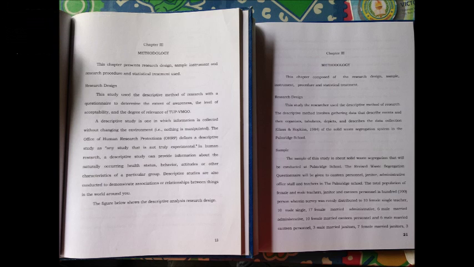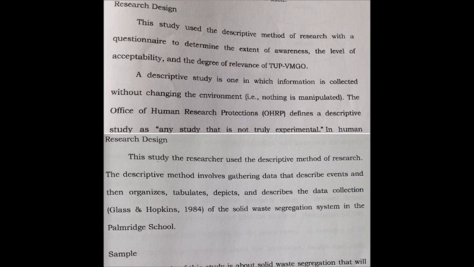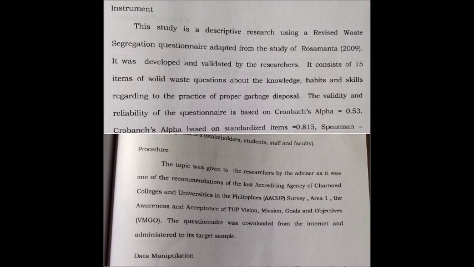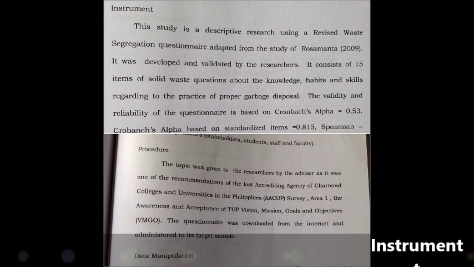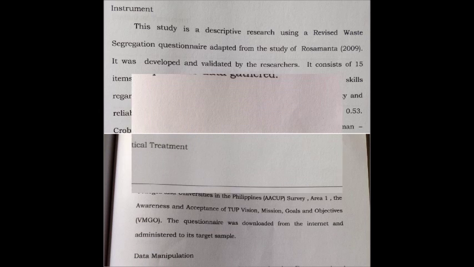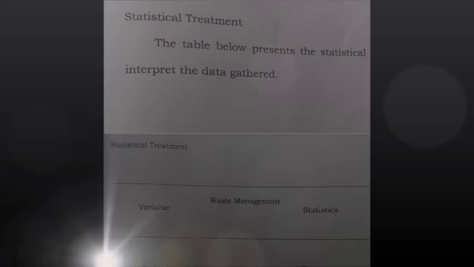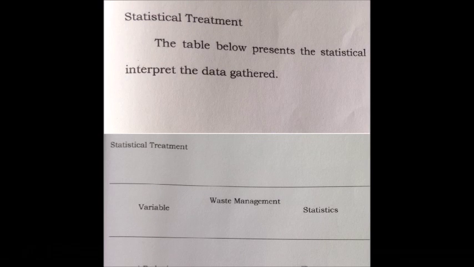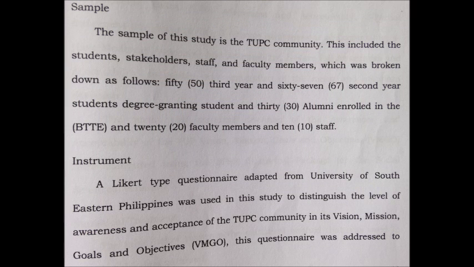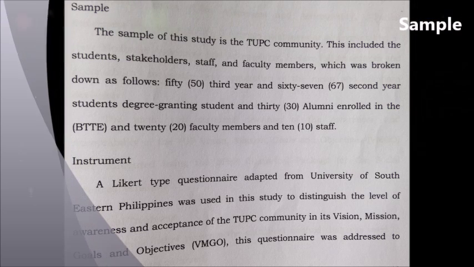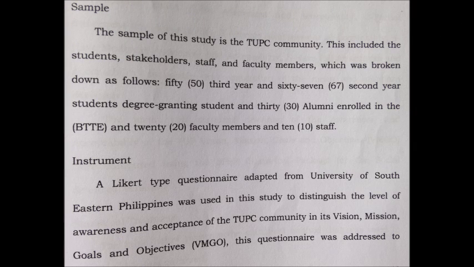In Chapter 3, both research papers used the descriptive method. The first research presented a descriptive analysis research design. There was a total population of 177 students, stakeholders, staff, and faculty members in the first research, while there was a total population of 100 female and male teachers, janitors, and canteen personnel in the second group. The research papers used an adapted questionnaire as their instrument.